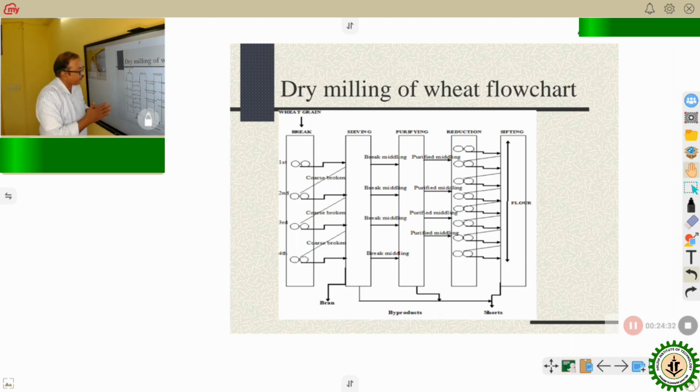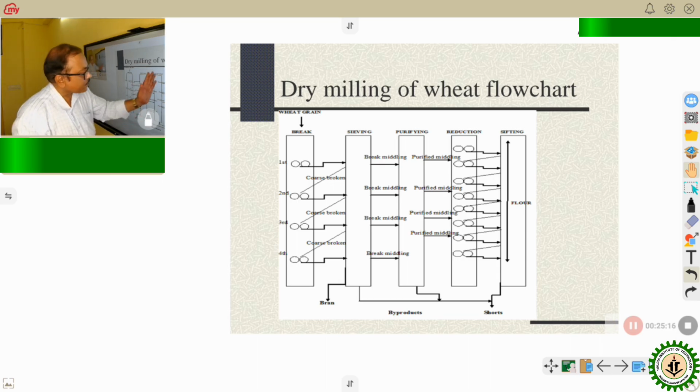So here these are the break roll pairs. Material coming goes to sieving operation. The sieves have a large number of sections, and each section has a large number of screens, followed by the purification stage. Purification stage is actually also screen. Purifiers are also screen, but there is an air flow system which can separate the lighter particles from the heavier particles. The bran and germs are separated and the heavier endosperm particles are separated from those undesired impurities.